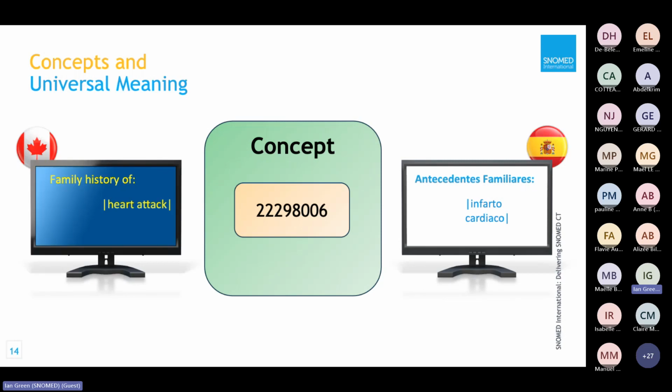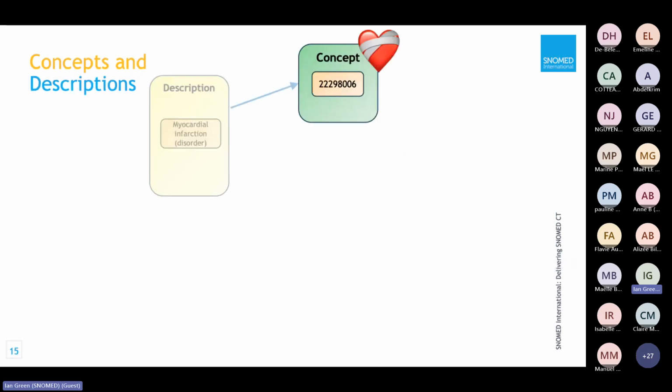If you're in Canada and you're doing the English version of the Canadian release, you do that. But either way, wherever you are in the world, you'll have a unique description associated with that concept. It doesn't matter what the actual term is, the concept ID will be the same. So irrespective of whether you're in Spain or Canada, the 2229806 is the same wherever you are.